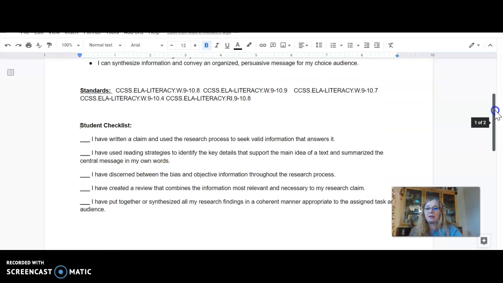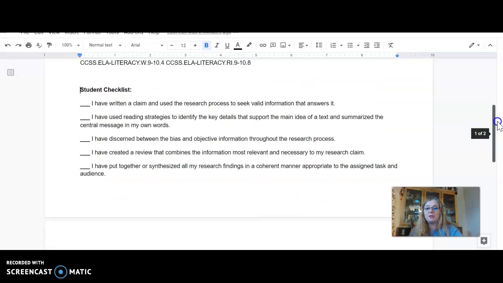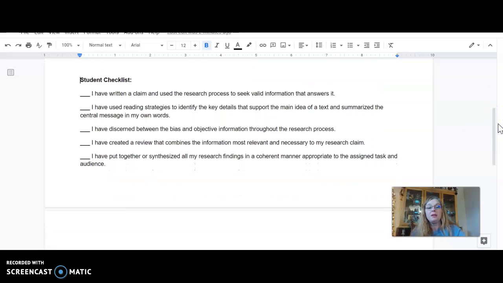Moving on to your checklist, and before I go through and read the checklist to you, I just want to point out that this checklist will be a valuable tool for you throughout the research process. So go back, refer to it, make sure you're not missing any steps along the way, and then again at the very end, go through and measure the student checklist against what you've done to make sure you're not missing any important steps.